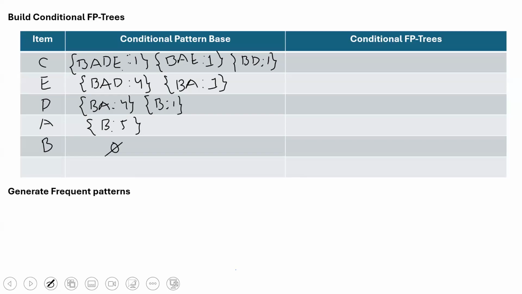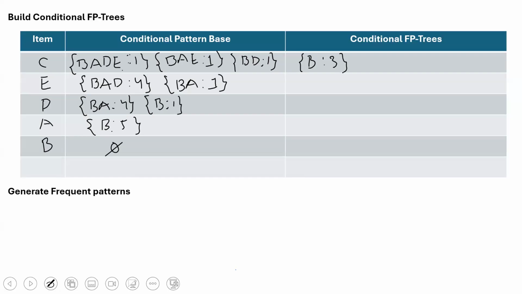Now, to construct the conditional FP trees, what you have to do is find out the common items in all of this. Okay, what is common in all of this? B is common, right? B is common, A is not common, D is not common, E is not common. Only B is common, right? So how many times? You just need to increment it to 3 times. So 1 plus 1 plus 1, which is 3. Okay, so BADE will become BADE.